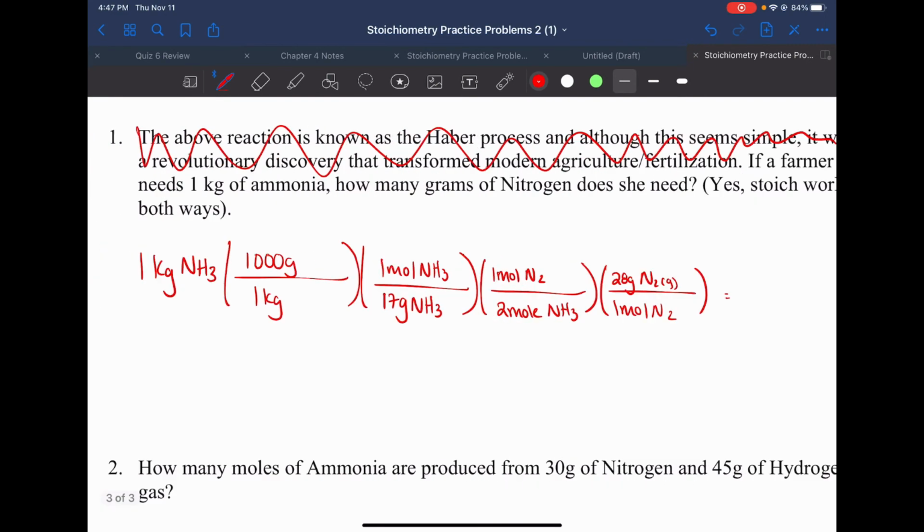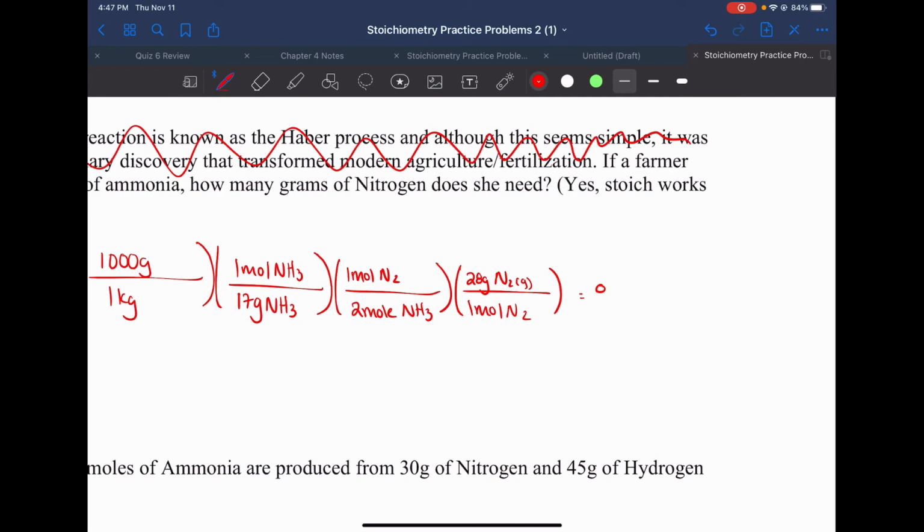So this is going to be 1,000 times 28. Divide that by 17 times 2. Gives us a total of 823.5 grams of nitrogen gas in order to give the farmer 1 kilogram of ammonia.